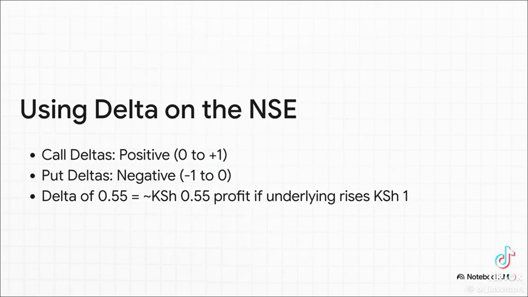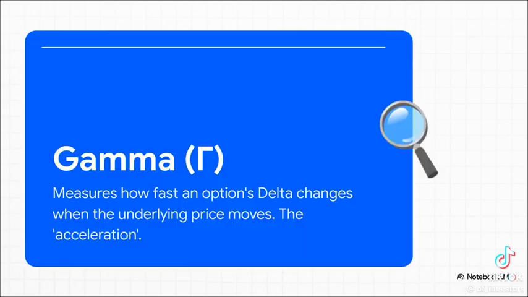So here's how it works on the NSE. Calls have a positive delta between 0 and 1 because, well, they like it when the price goes up. Puts have a negative delta between -1 and 0 because they like it when the price goes down. So if you see an option with a delta of, say, 0.55, that means for every 1 shilling the underlying futures go up, your option's price is going to go up by about 55 cents. Simple as that.